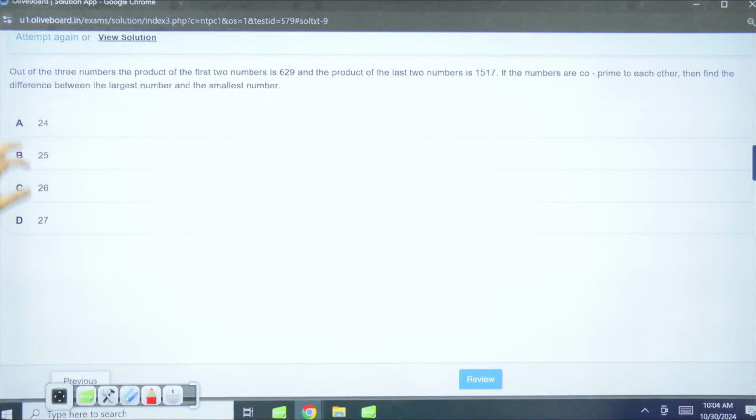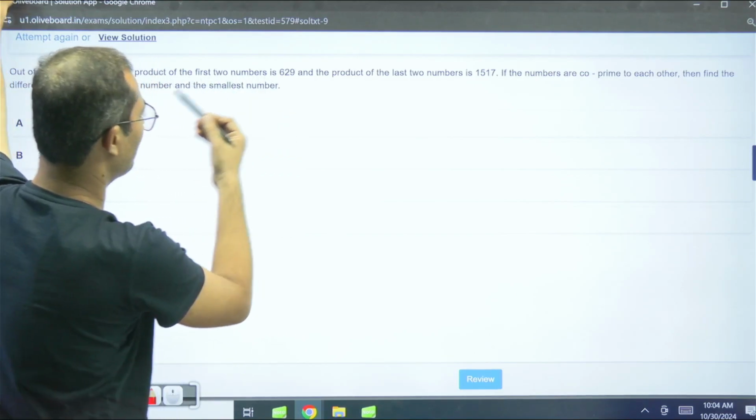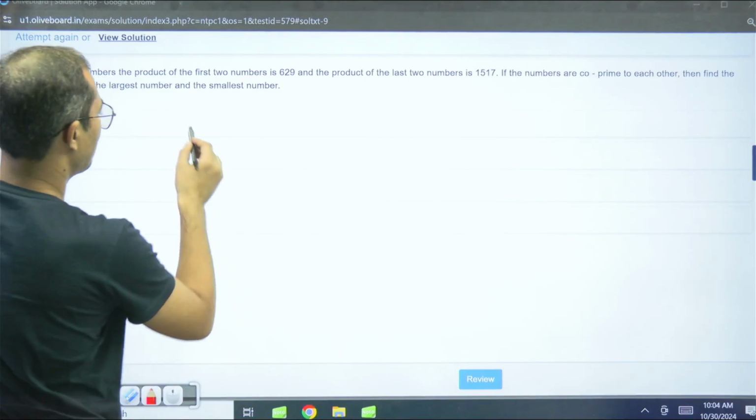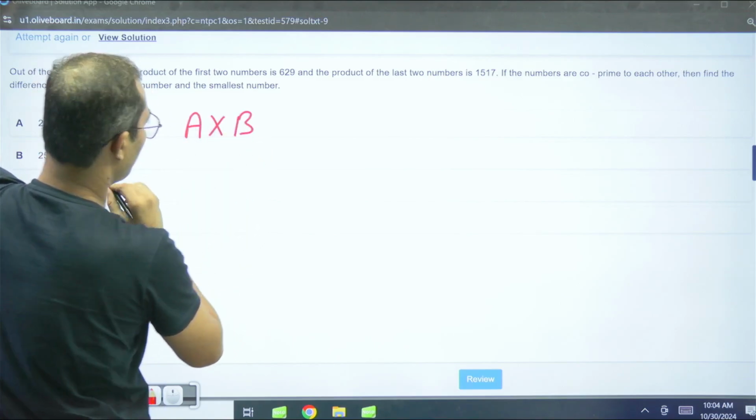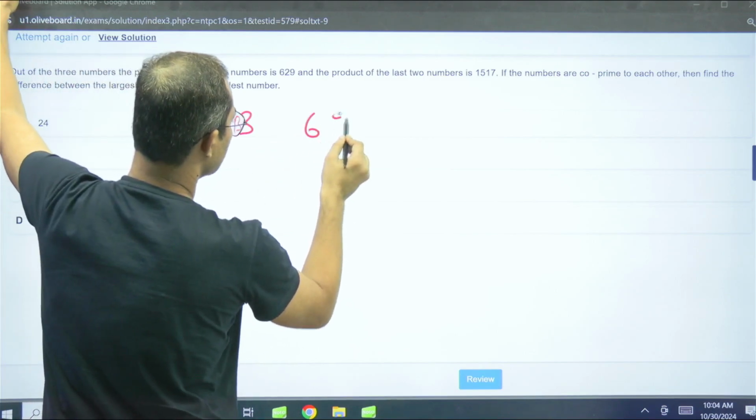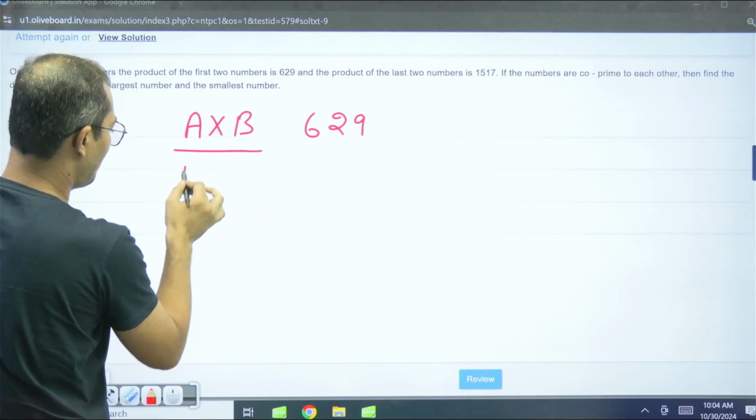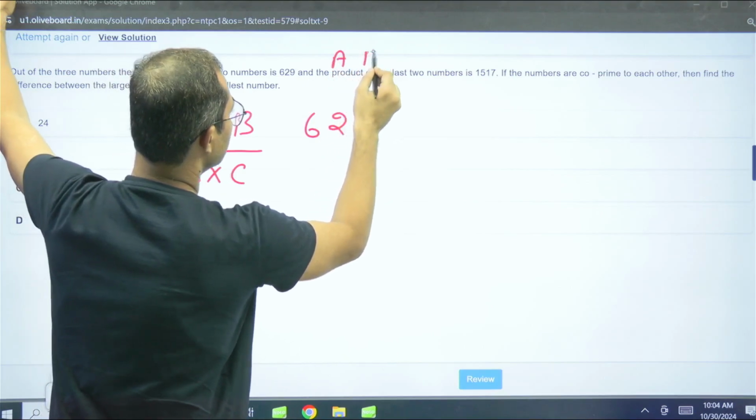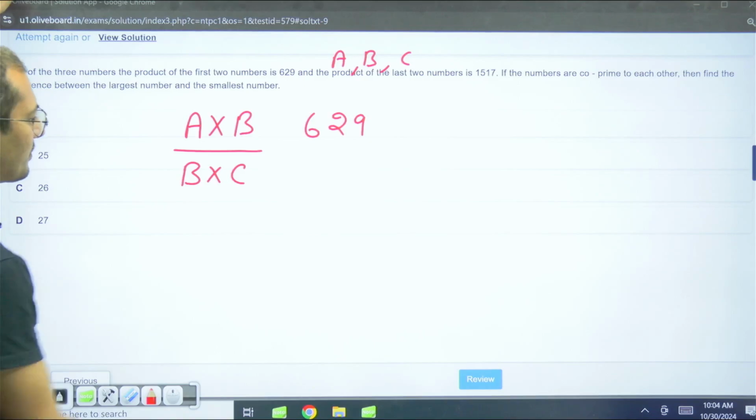See, the question is saying out of the 3 numbers, the product of the first 2 numbers is 629. So we can say that first number is A and second number is B. So product of first 2 numbers is 629, right? And the product of the last two numbers, the last two numbers are B and C, right? So we can say that A, B, C are the three numbers, right? And the last two product is how much?